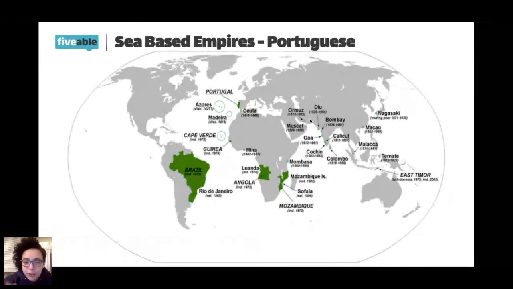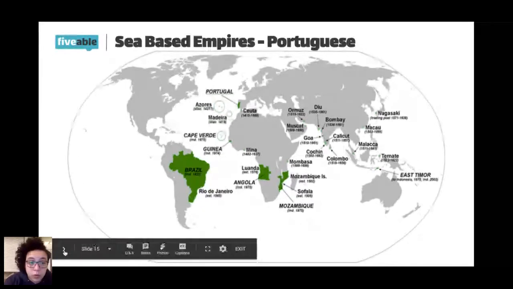There's also tons of different smaller colonies across India and Indonesia that the Portuguese have control of. For example, Goa in India still today is very Portuguese influenced. It's a super cool place, kind of like a hippie beach town in India.